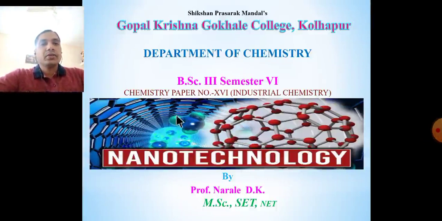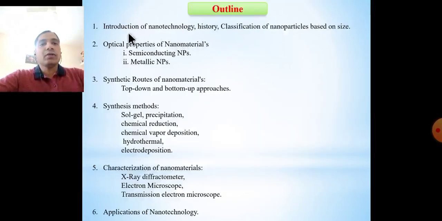Today we are going to discuss chemistry paper number 16, industrial chemistry. The last topic in industrial chemistry is nanotechnology. Outline of this topic: introduction of nanotechnology, history, classification of nanoparticles based on size.